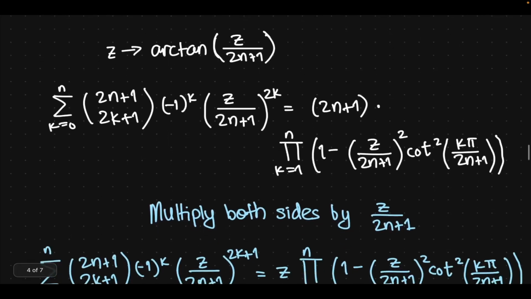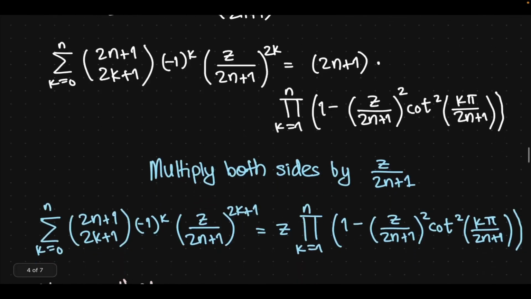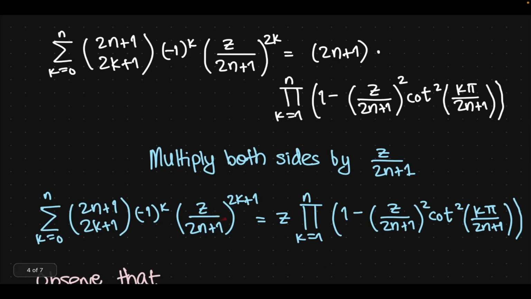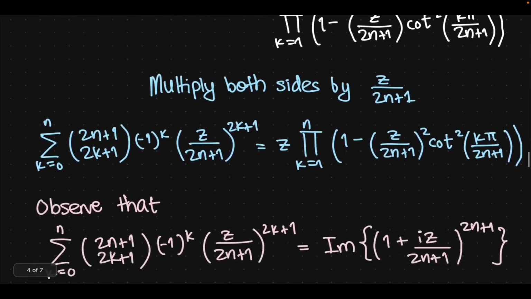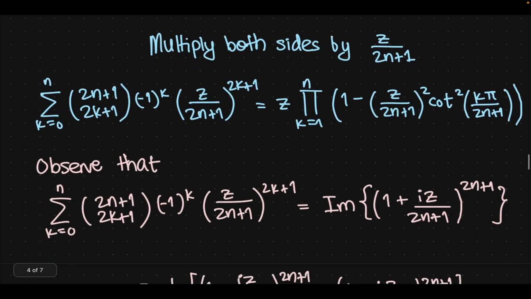Now we can just normalize, we can divide both sides by z over 2n plus 1. When we do that, we have z over 2n plus 1 raised to 2k plus 1, just because we added another factor of that. While on the right hand side, we lose the 2n plus 1, we just get a z. Everything else is the same. Now observe that this thing on the left is a sum from 0 to n of 2n plus 1 choose 2k plus 1 times minus 1 to the k, z over 2n plus 1 to the 2k plus 1. You see it's actually a sum over all the odd terms, and we also have an alternating sign.